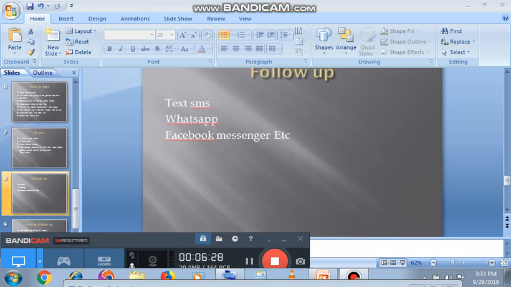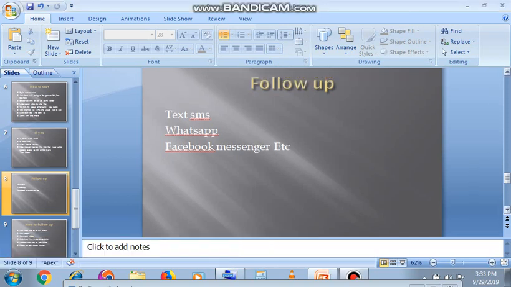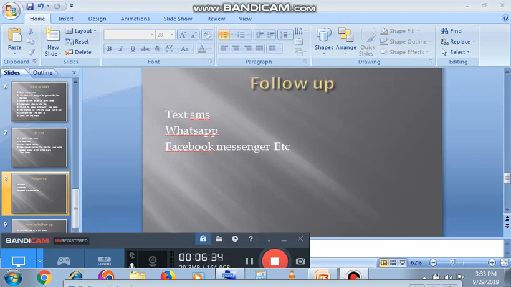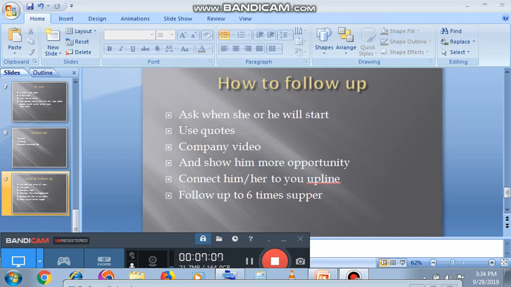Okay, we have come to follow up. So how do you follow up? You can use text message, WhatsApp, or Facebook Messenger. All these things are very simple. These are the tools you need to follow up. You can use any other things too, because this time around we have a lot of technology moving on, so you can use all these things to follow up. But this is the basic one I'm using.